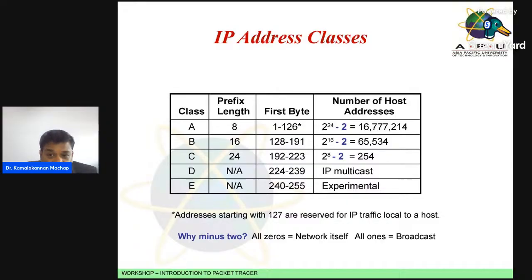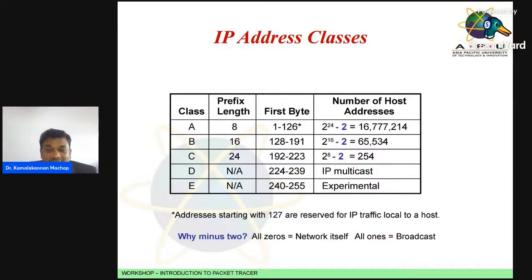Then you can see here the number of host addresses, 2 to the power of 24. How did this 24 come? I told you, right. The total bit length of version 4 is 32 bits. In the 32, 8 goes to the prefix length. 32 minus 8, the remaining is 24. So 2 to the power of 24 minus 2. What is this minus 2?